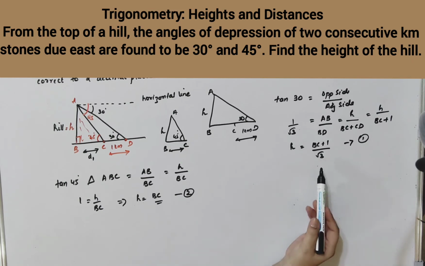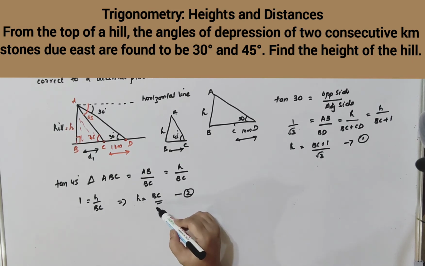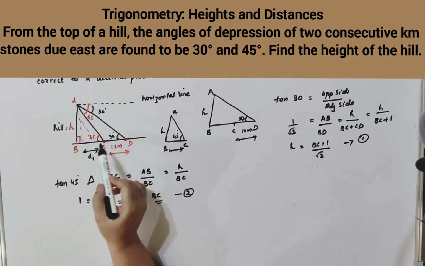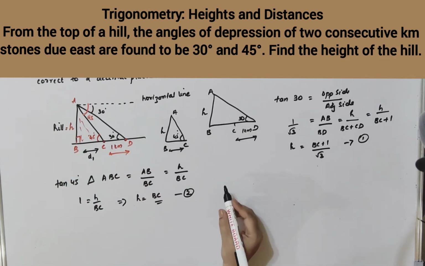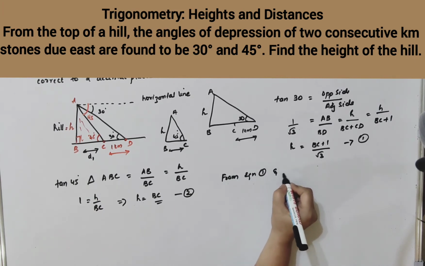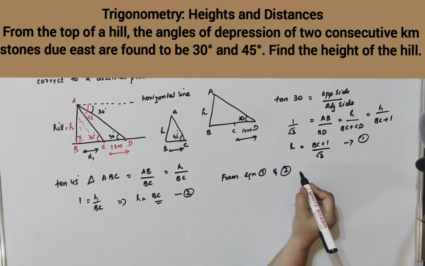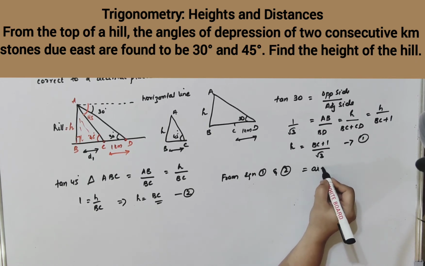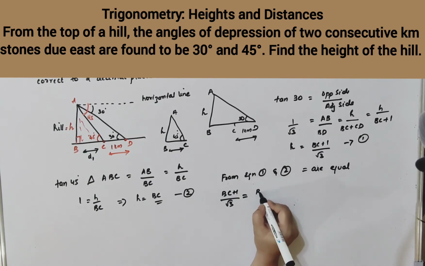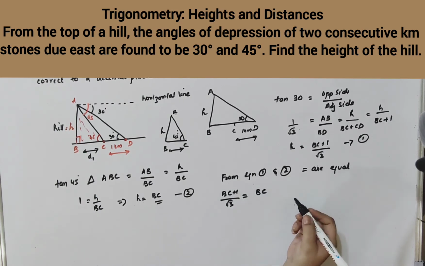Now, from equation 1 and 2, H is going to be the same, right? Be it for this triangle or this triangle, the height of the hill is not going to change. So equations 1 and 2 are equal, which means BC plus 1 by root 3 is equal to BC, right?